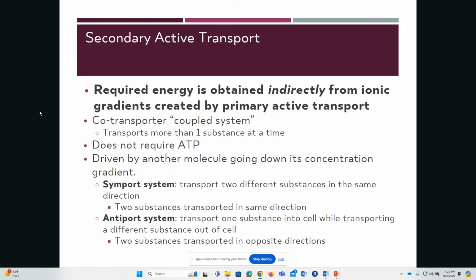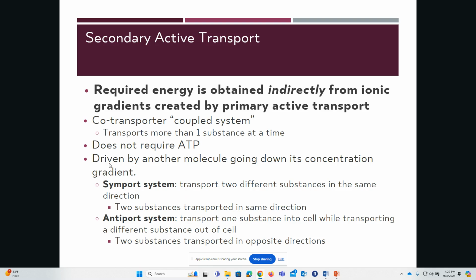Secondary active transport is not as direct as primary active transport. It's more of an indirect process where we use chemical gradients created by primary active transport to power secondary active transport. So it really uses a coupled system approach. Doesn't require ATP directly. Instead, we're kind of driving down a molecule using another molecule's concentration gradient.